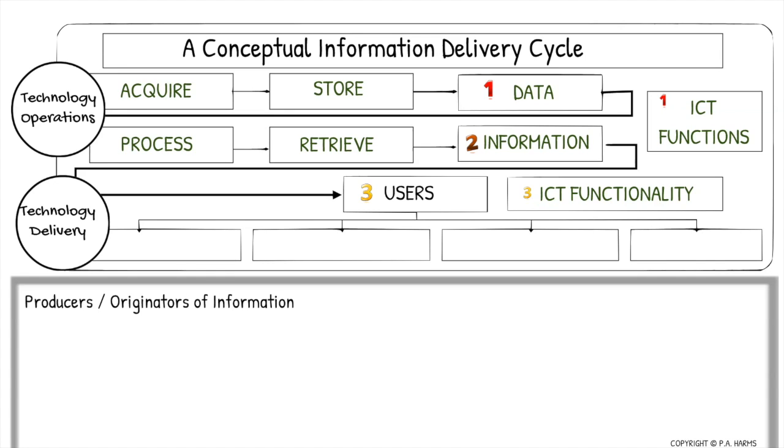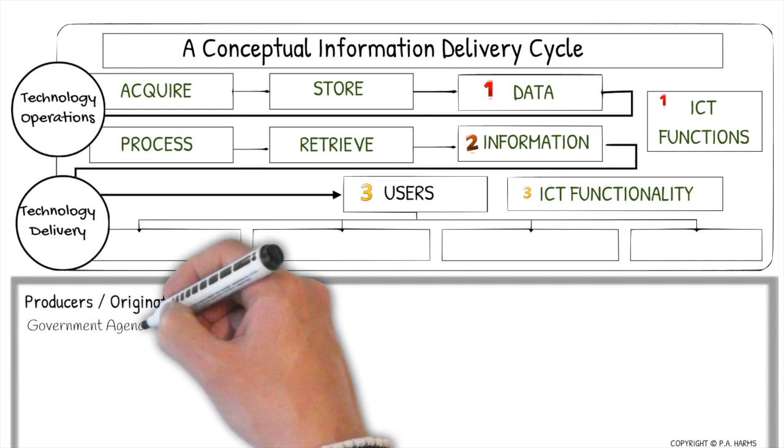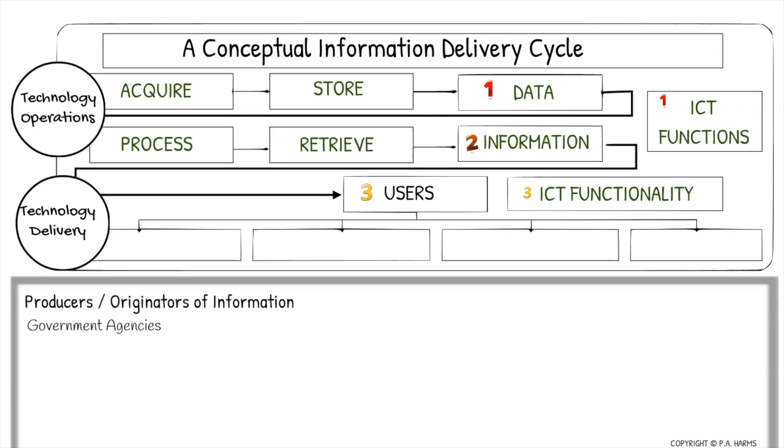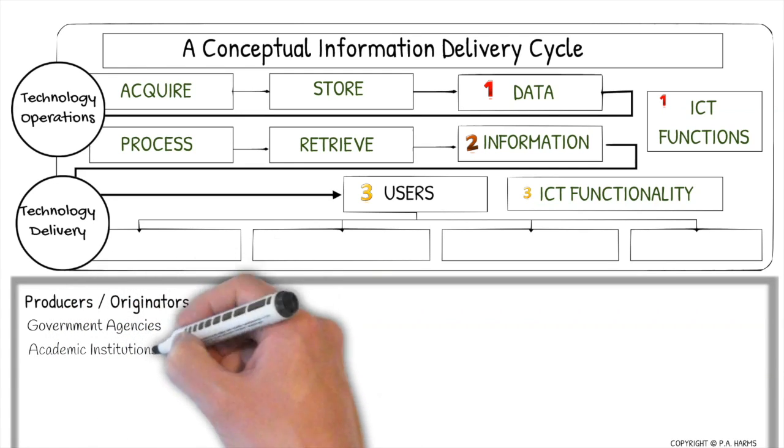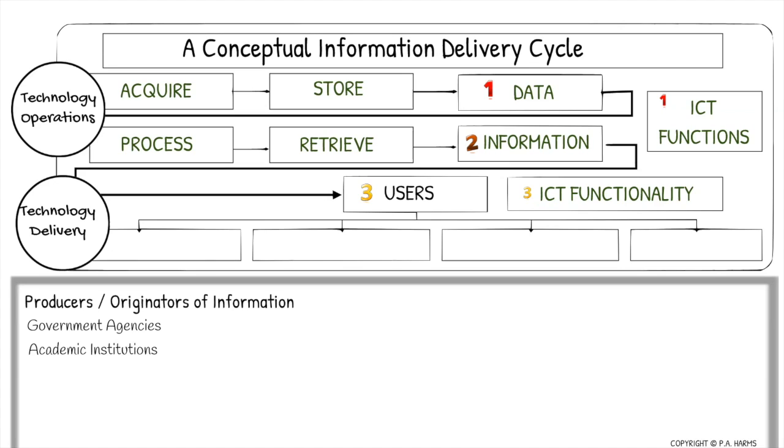There are 5 categories of information producers. Number 1, government agencies. Government departments and agencies publish lots of information in print and electronic formats. In various countries of the world, governments at all levels play an important role in producing information for the society they serve. Secondly, academic institutions. Academic institutions such as universities and colleges are major producers of information in a society or country.